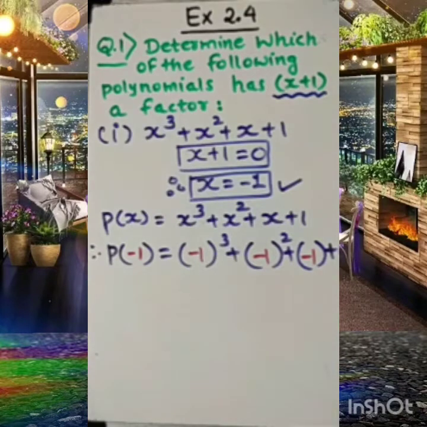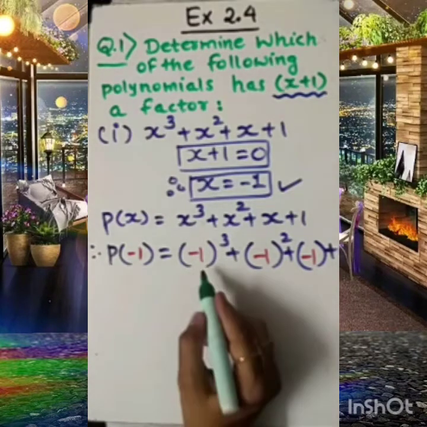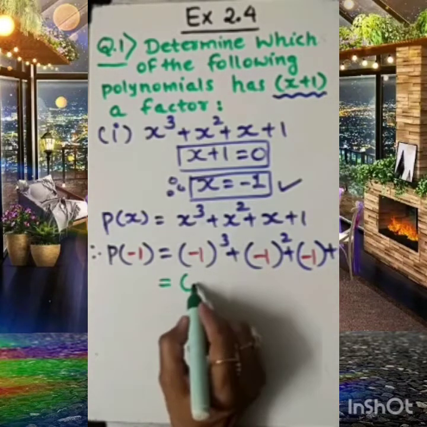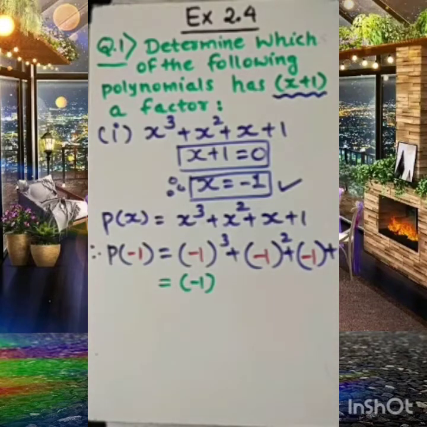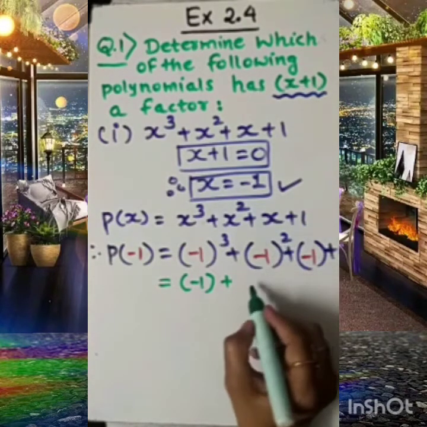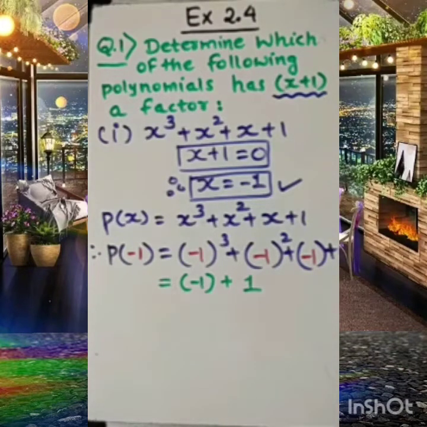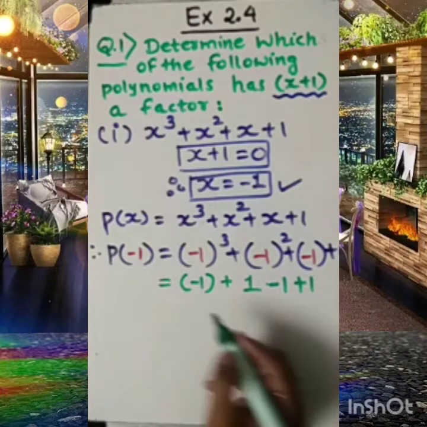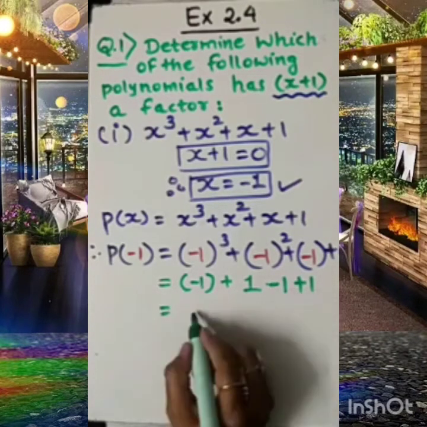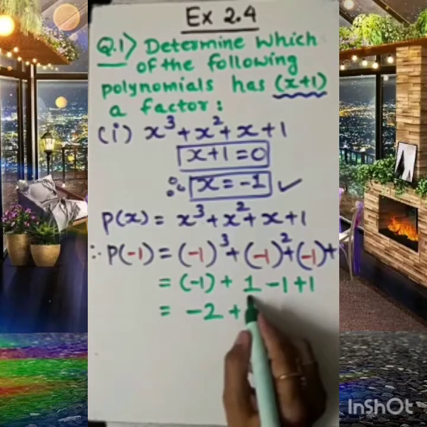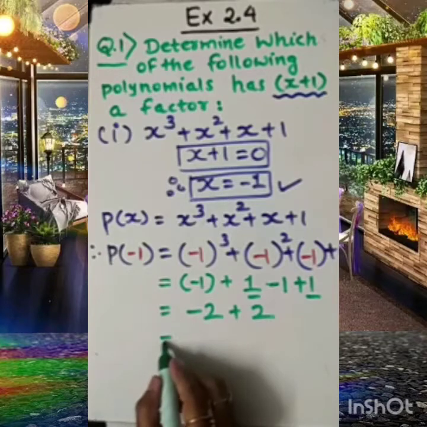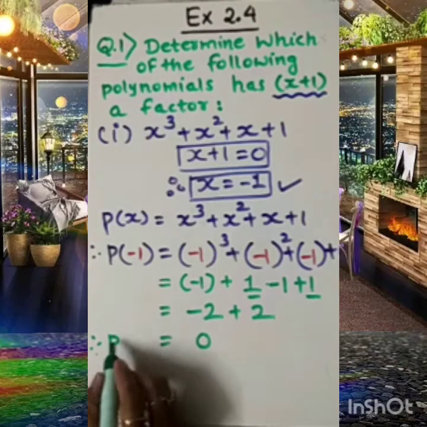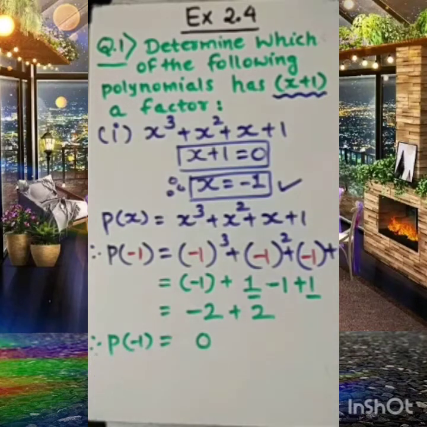Now, we know very well that minus 1 cube is minus 1 into minus 1 into minus 1, so it will be minus 1. Plus, the square of any negative number is positive, so minus 1 square will be 1, and plus minus minus 1 is plus 1. Right? So minus 1 gives the result minus 2, and 1 plus 1 is 2. Minus 2 plus 2 is 0. So therefore we can say this is the value of p(minus 1).